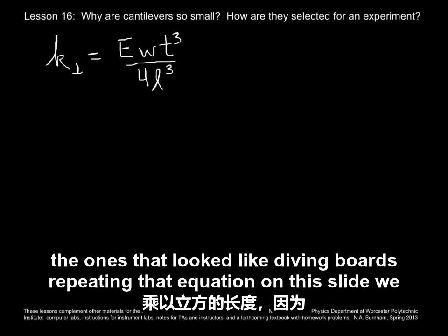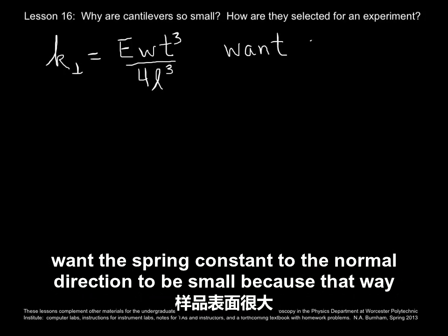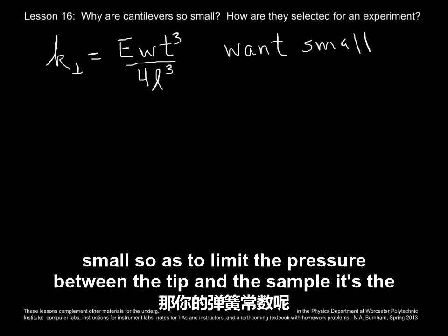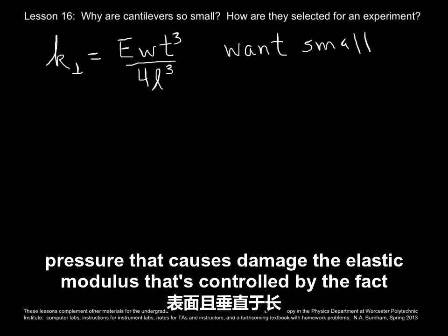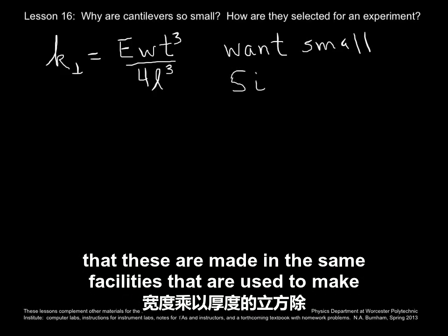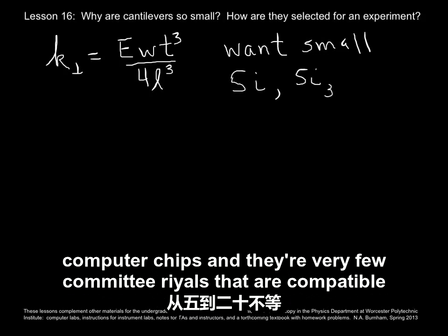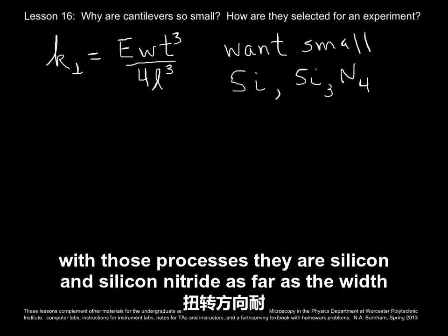Repeating that equation on this slide, we want the spring constant in the normal direction to be small, because that way we can control our force, keep our force small, so as to limit the pressure between the tip and the sample. It's the pressure that causes damage. The elastic modulus is controlled by the fact that these are made in the same facilities that are used to make computer chips, and there are very few materials that are compatible with those processes. They are silicon and silicon nitride.